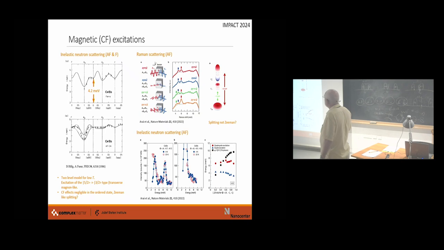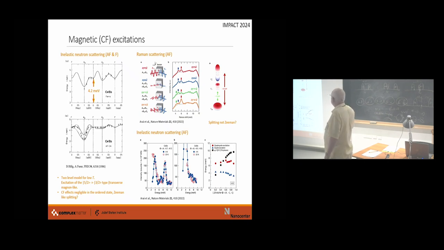Regarding magnetic excitations, I've already mentioned this magnon at the gamma point, with a very large splitting. In the antiferromagnetic phase, neutrons also see only one mode with a similar gap at the gamma point. At that time, quite a long time ago, they concluded that we only have an effective two-level model, so there is no anisotropy, and this might behave like Zeeman. But that is not true because we know that we have quite strong anisotropy in the static case.